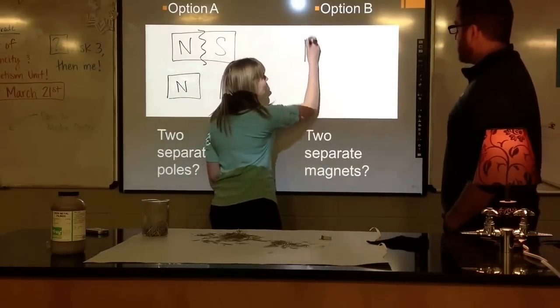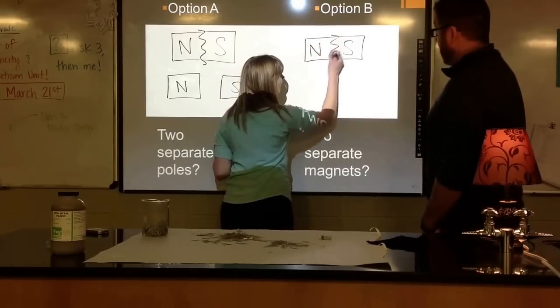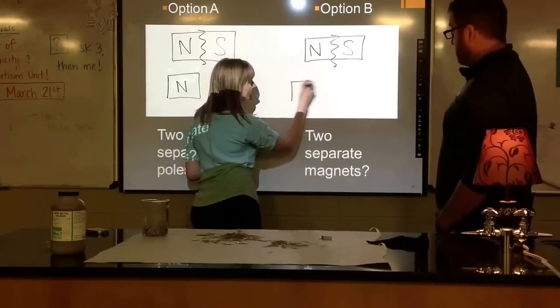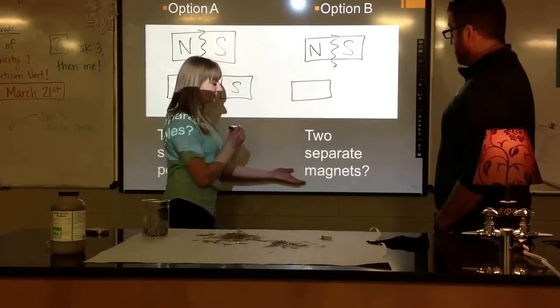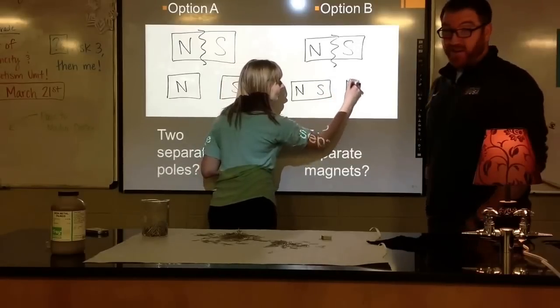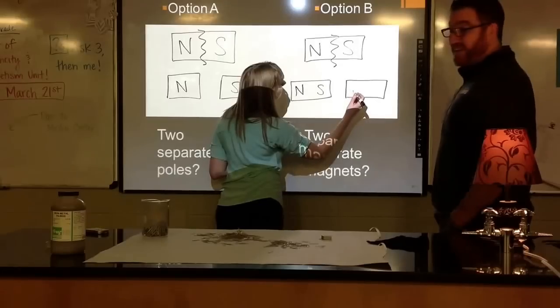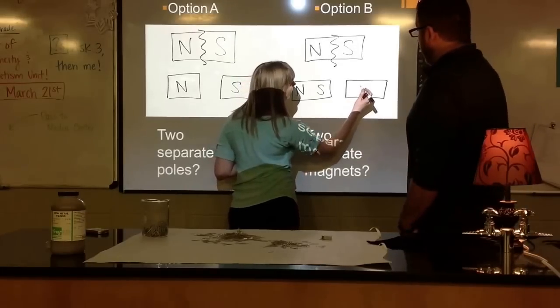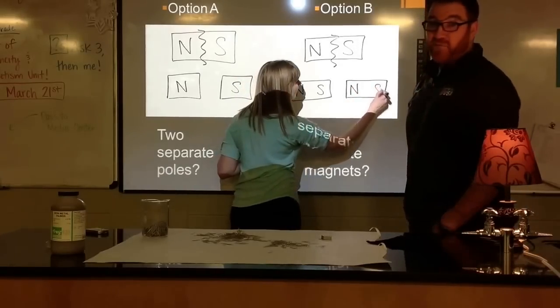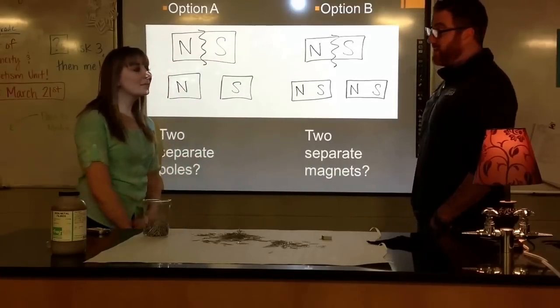Obviously the second one, we have one magnet busted in half, with each chunk making another magnet, two poles. Personally, looking at this one, I'm thinking option B. Am I right? Can we make two magnets out of one magnet?